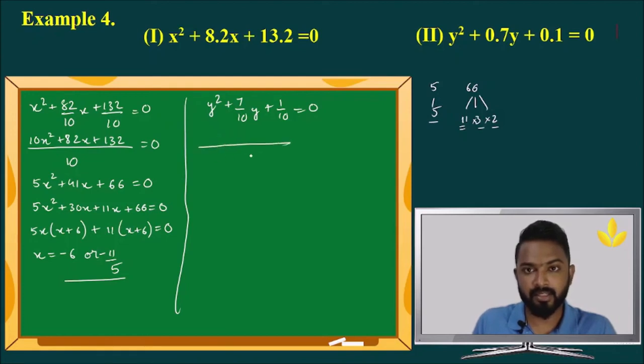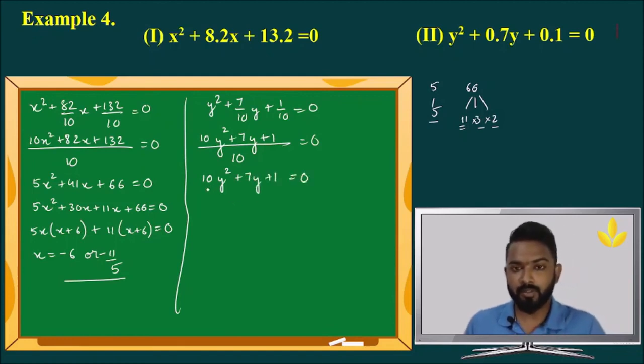Let's find the LCM first. LCM is 10. So we have 10y square plus 7y plus 1 equals 0. 10 is gone and nothing can be divided by anything over here. So we have the final equation as 10y square plus 7y plus 1 equals 0.